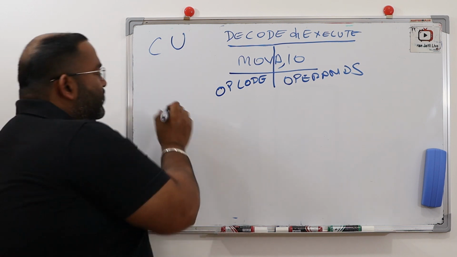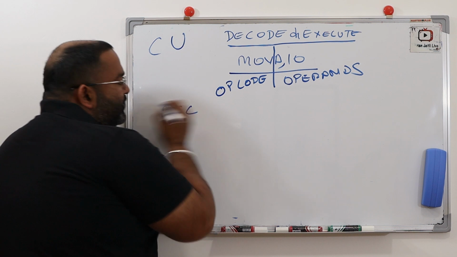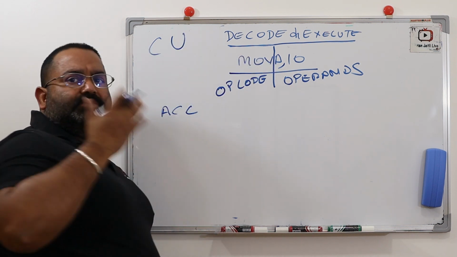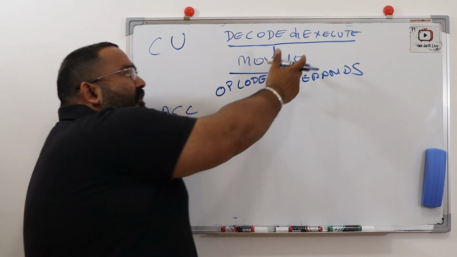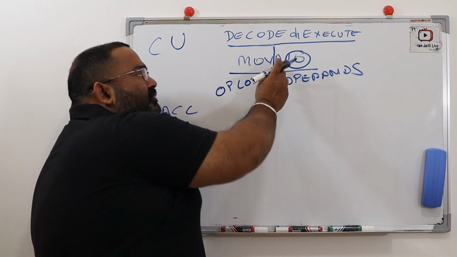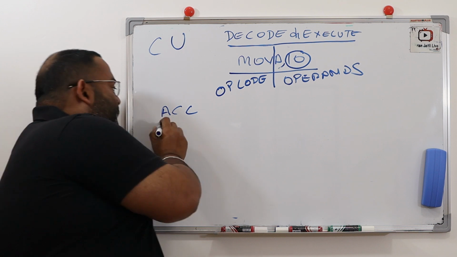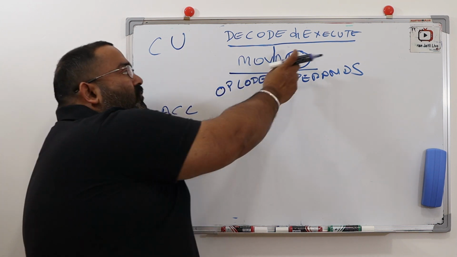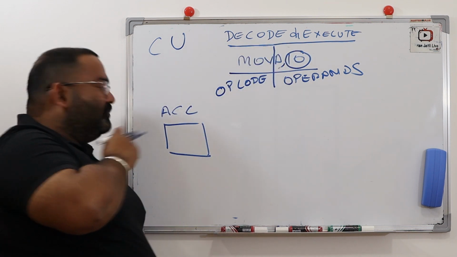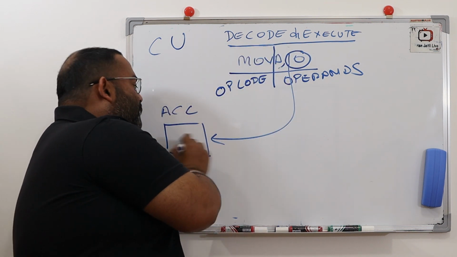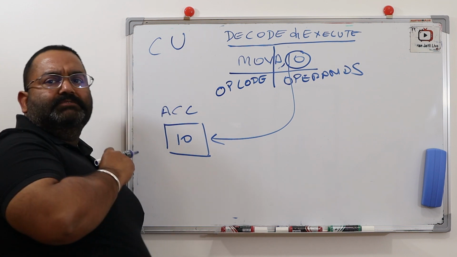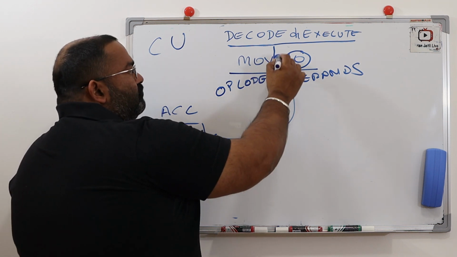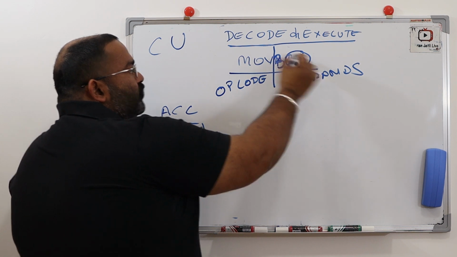A is also called the accumulator. So it will split the instruction, then it will see, okay, this is a move instruction, so I need to move this data to CPU register A. Then it will generate the control signals which will move this data from the instruction to the accumulator. So what comes in the accumulator? 10.